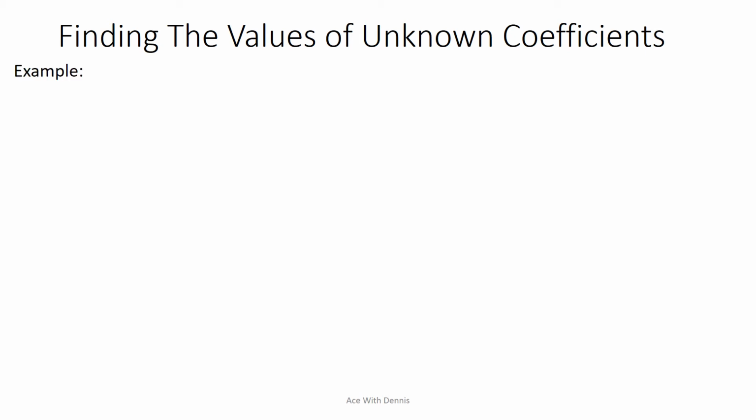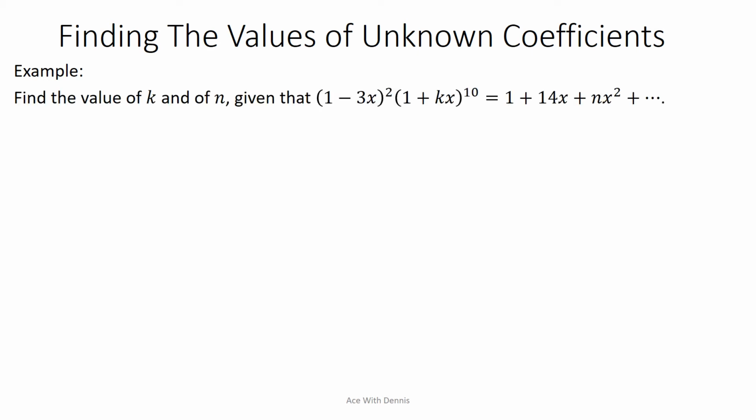Now let's look at another example to find the values of unknown coefficients. This is the question. Find the value of k and of n given that (1 - 3x)² times (1 + kx)^10 equals 1 + 14x + nx² + and so on. Now here's the solution.